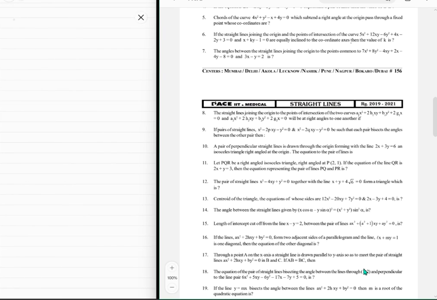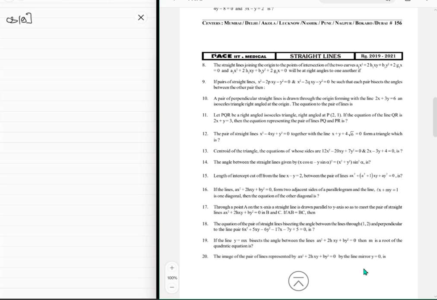Question number 19. If the line y equal to mx bisects the angle between the line, okay, and m is the root of the quadratic equation. Wait, what? Oh, so you want to find a quadratic equation that m is the root of. Okay, so m1 plus m2 upon 1 minus m1 m2, that is 2m upon 1 minus m squared, something like that. Right, both of them work probably. Yes, alpha plus beta upon 2, well, it can have two values. I mean, it gives you generally a thing.